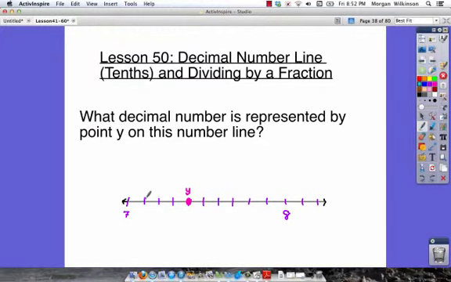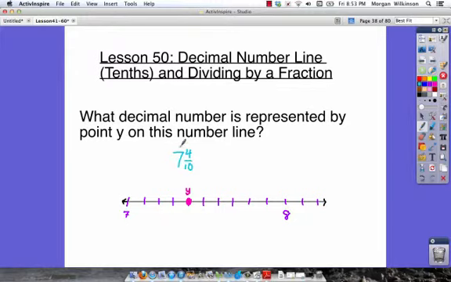Now, if we count these tick marks between 7 and 8, we can see there's 1, 2, 3, 4, 5, 6, 7, 8, 9, 10 tick marks. 10 tenths is 1. That's why 7 and 10 tenths turns to 8, because 10 tenths is 1, and 7 plus 1 is 8. So, we know we have 10 tick marks, so this must be 7 and 1 tenth, 7 and 2 tenths, 7 and 3 tenths, 7 and 4 tenths. So we could write that up here, 7 and 4 tenths.